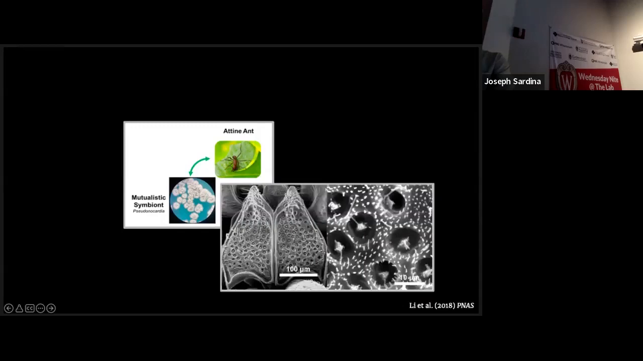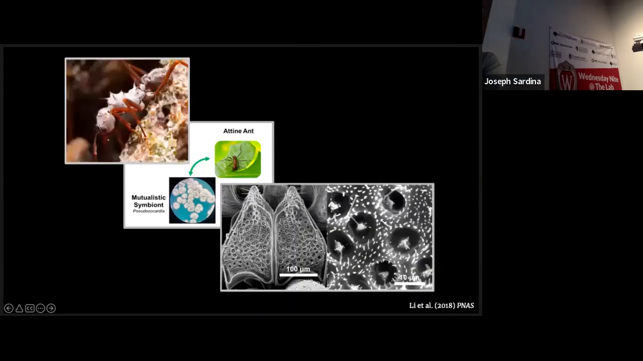And so the Pseudonocardia lives on the exoskeleton of the ants. And if you zoom in into the exoskeleton, as you can see on this SEM here, what you'll notice is that their exoskeleton is completely covered in these symbiotic structures. And so these symbiotic structures are where the Pseudonocardia lives and where the ants provide nutrients for the Pseudonocardia. So we have this exchange of antibiotic production, and in return, the Pseudonocardia gets a nice place to live and nutrients. So it's a nice trade.